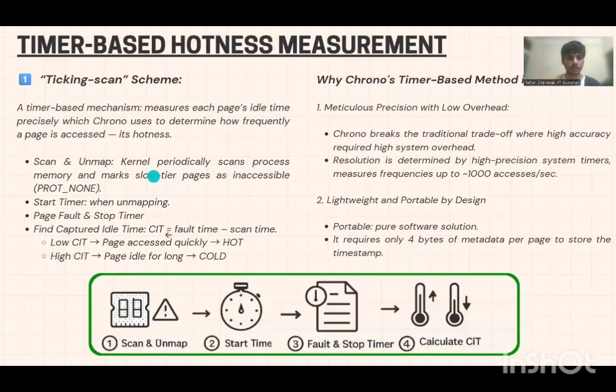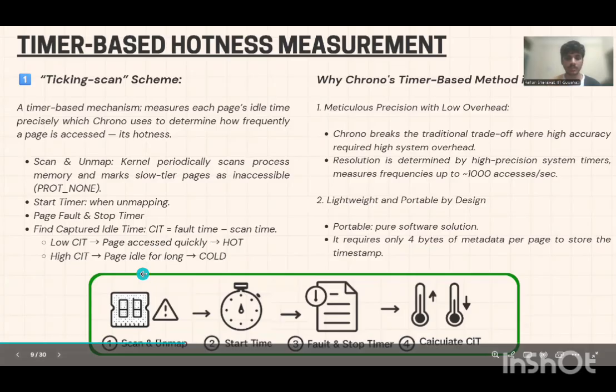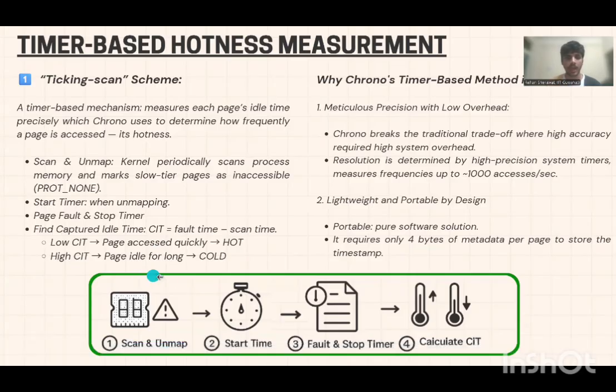The method that we use here is we unmap the pages that are present in the slower memory. When we unmap them, we start a timer. As soon as the process tries to access these pages again, it will encounter a page fault. When this page fault occurs, the timer is stopped and we calculate the difference. This is called CIT, the captured idle time. If this time is low, that means the page was accessed very quickly and thus it is called a hot page. So using this method, we can identify which pages are being accessed more frequently and which are not.